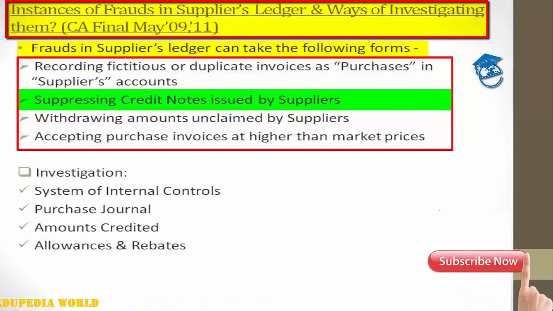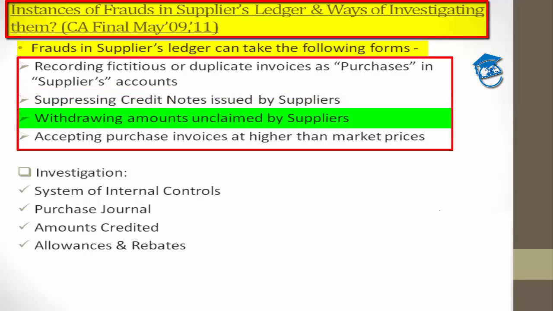Number 2, suppressing the credit notes issued by the supplier. Let's suppose there are chances wherein the supplier may issue a credit note later on. However, that accountant does not take those credit notes and doesn't book the debit notes in the books of accounts. So he or she is going to suppress the credit notes, which affects your supplier's ledger, wherein you are not supposed to pay anything back to the supplier. This suppression of credit notes will make you eligible to pay even if you were not entitled to do so.